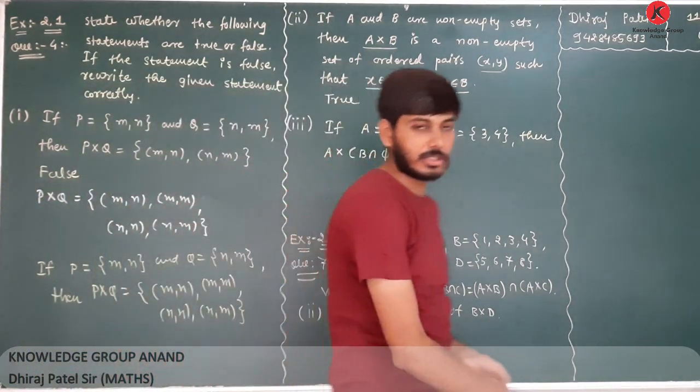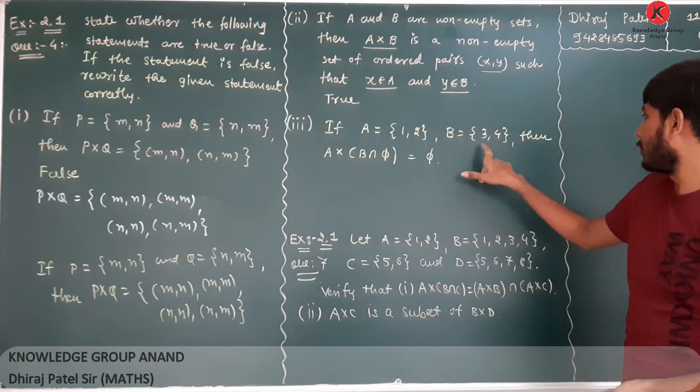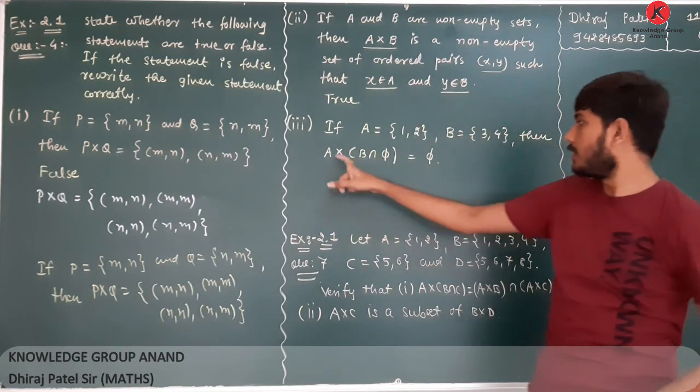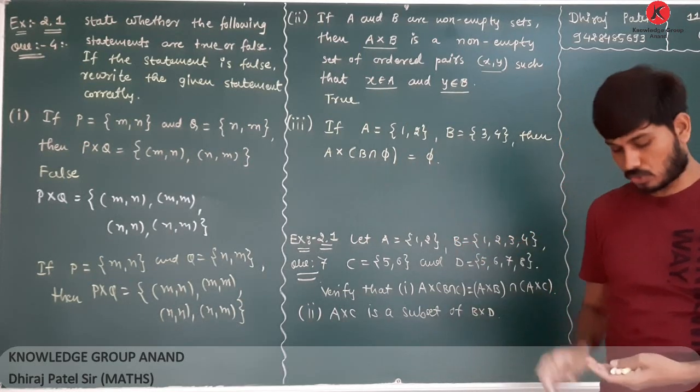Now the third statement is given. If set A equals {1, 2} and set B equals {3, 4}, then A cross B intersection null set equals null set.